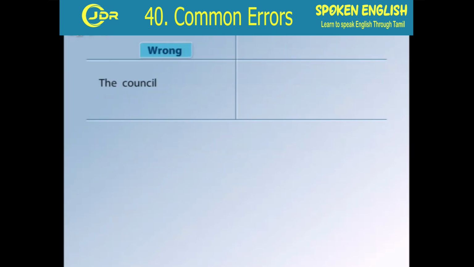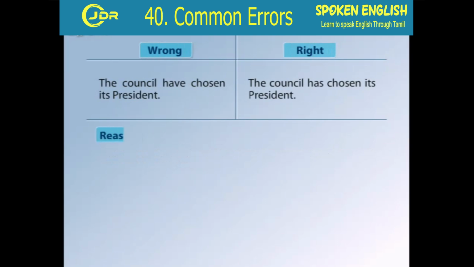Wrong. The council have chosen its president. Right. The council has chosen its president. Reason: council is a collective noun and so it is singular.